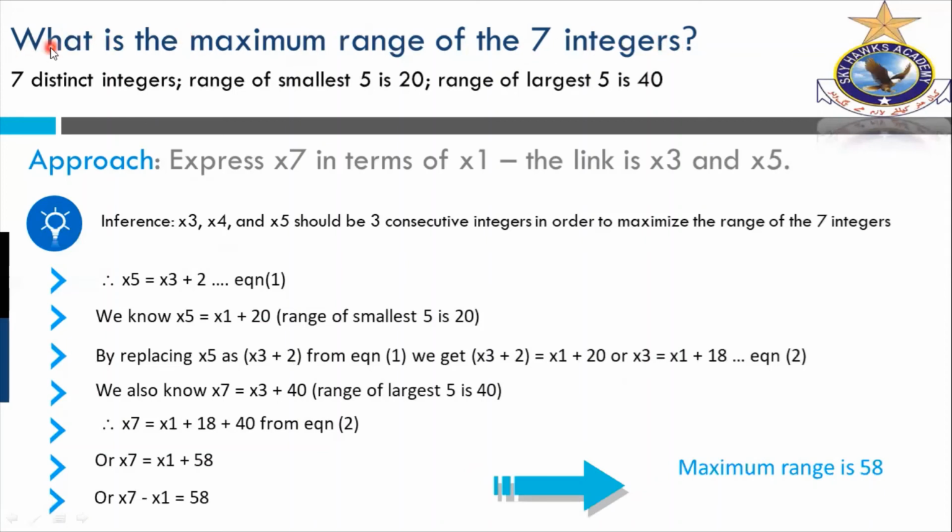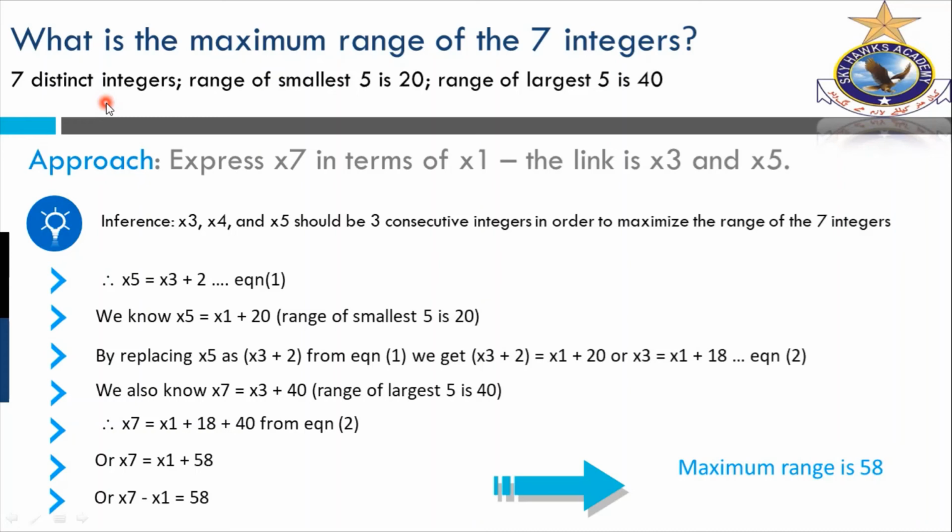That is right at the top of our slide. What is the maximum range of 7 integers? And what was given? Actually, we have manipulated this information. Seven distinct integers. Anybody can get the integers 1, 2, 3, 4, 5 up to 7. Start from anywhere and end at any number that will complete the 7 countings. Then the range of the smallest 5, from the bottom, is 20. And the range of the largest 5, from the top, is 40. Calculate the maximum range. Maximum range will be the seventh minus the first one. But we are not sure which number is the seventh one. We are not given which number is the first one. So how can we calculate the range?